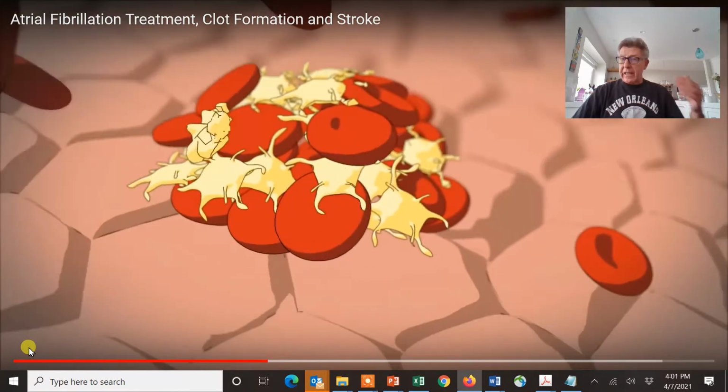And that's regurgitation. The blood just kind of forms these little eddies, and then that pooling triggers the whole clotting response.